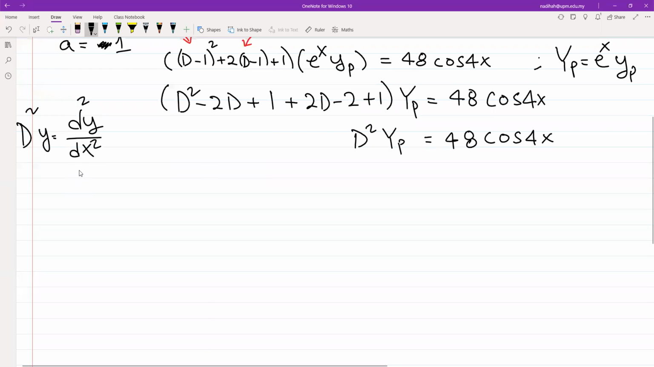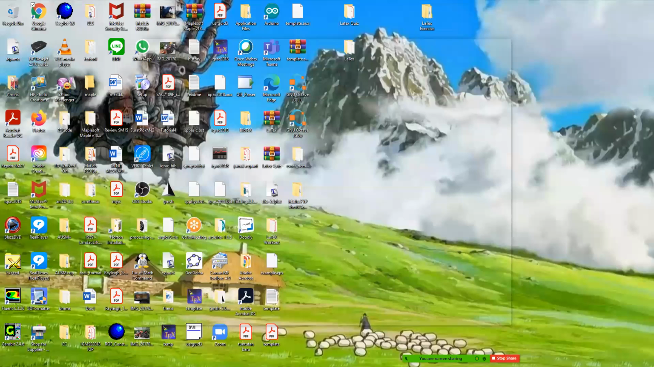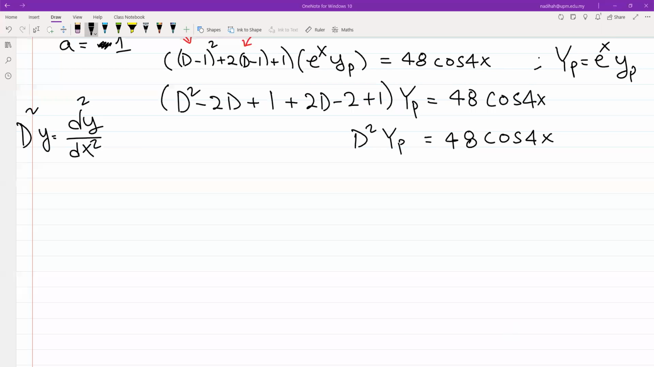Doktor. Hah? Oh, tak apa. Apa dia? Saya nak. Tak apa. Apa dia? Tak apa, Doktor. Tak ada. Alright. Saya cuma dengar bunyi slow.